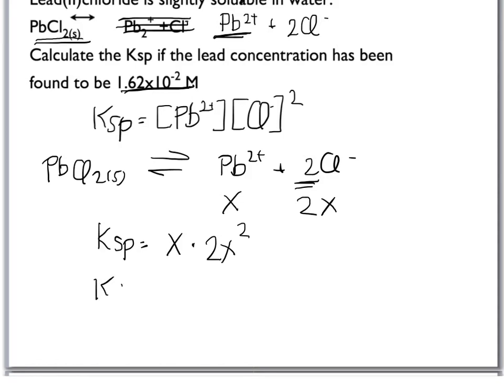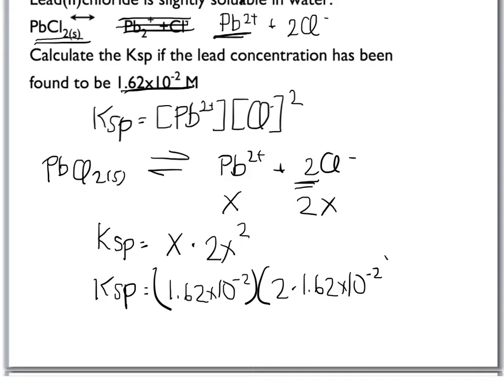And so KSP equals 1.62 times 10 to the negative 2 times 2 times 1.62 times 10 to the negative 2, squared. If we do our whole calculation, we should get 1.70 times 10 to the negative 5 for the KSP. Okay, so that's how we can use the concentration of the ions to calculate KSP.